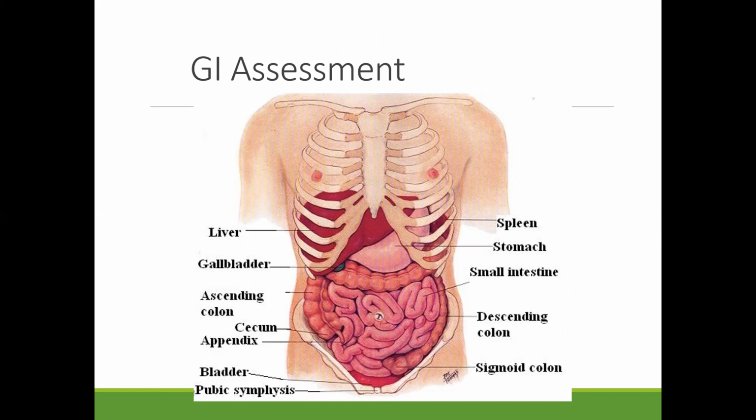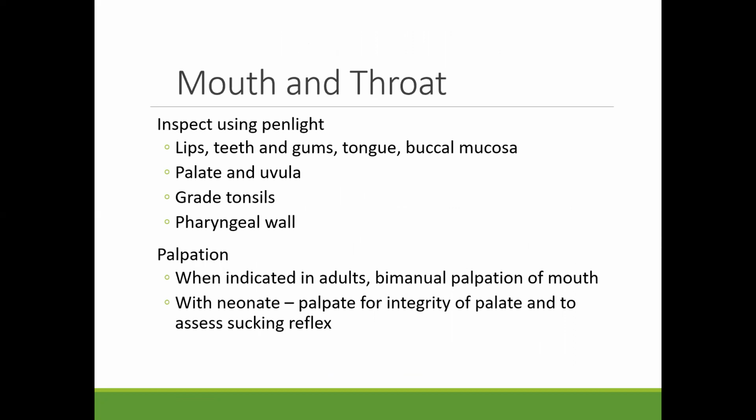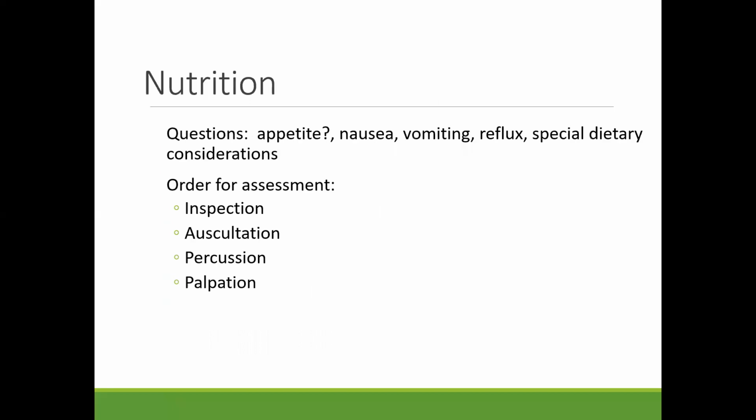GI is one of the most common systems people seek healthcare for because they get nauseous. I don't know why I'm nauseous. I'm vomiting. It's one of those systems that has so many different things. Mouth and throat, we've talked about looking at with pen light, do they have teeth? Any teeth loose? Moist mucous membranes, palpation. Again, if you're doing it, not usually, with the neonate, the sucking reflex.